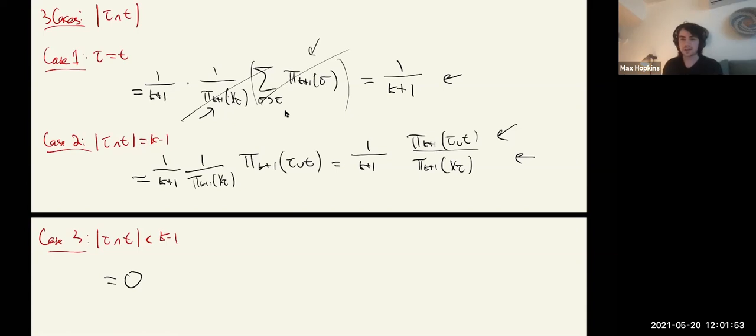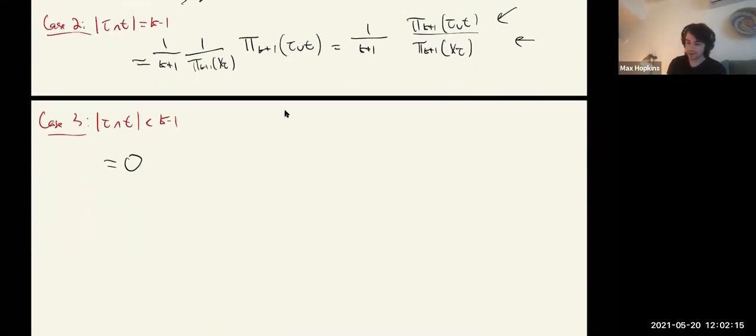Okay, any questions on these calculations before we port them over to MK plus, which was our original goal? Okay, if not, let's go ahead and see what this means for MK plus.